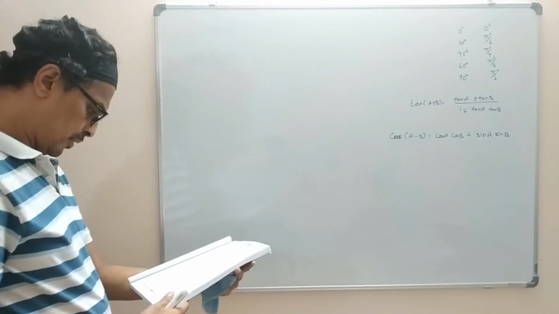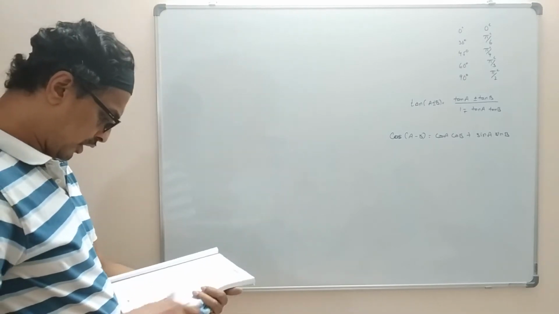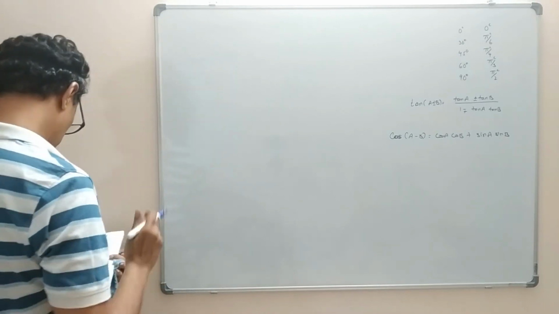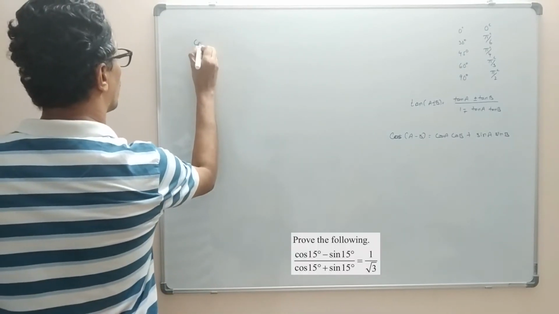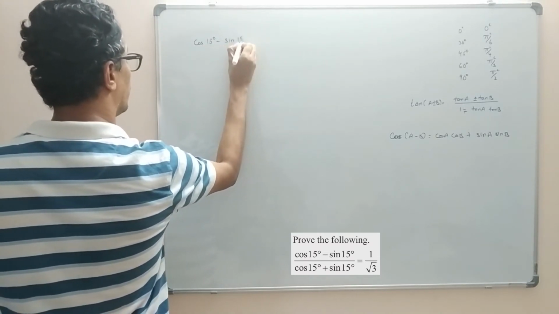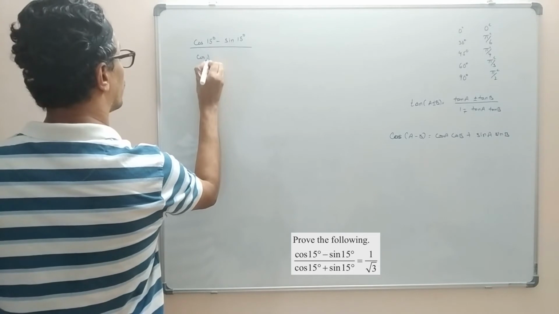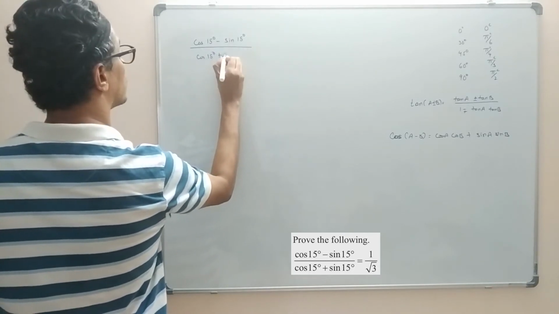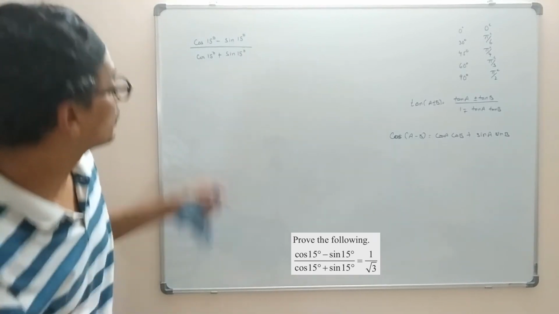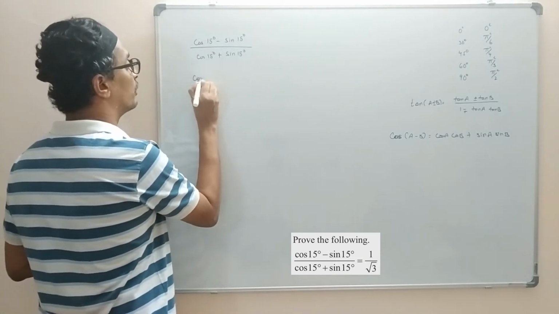So let us do one more problem, that is 14. Let us try to do the 14th problem. That's also simple. We have cos 15 degree minus sine 15 degree divided by cos 15 degree plus sine 15 degree. First let us find out what is cos 15 degree and sine 15 degree, and then we have to add. So let us first find out cos 15 degree.